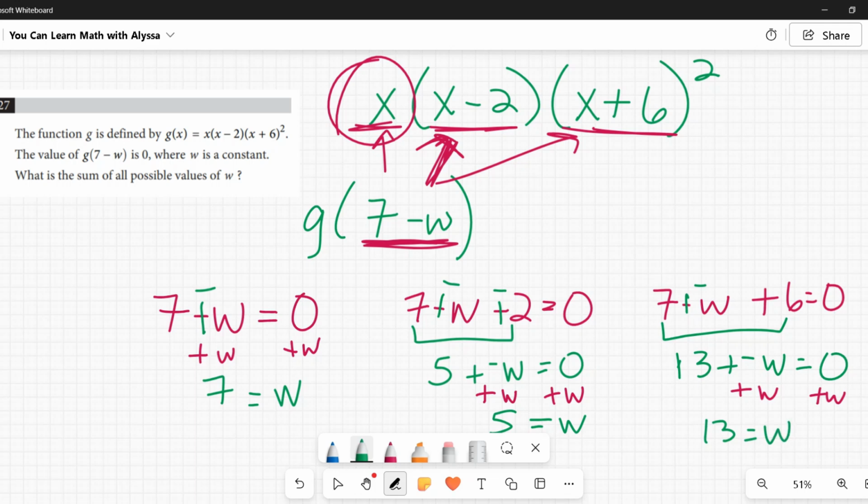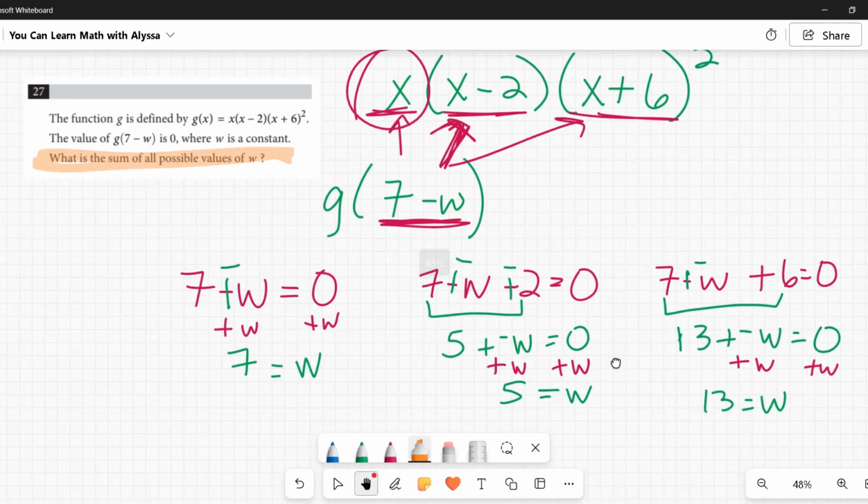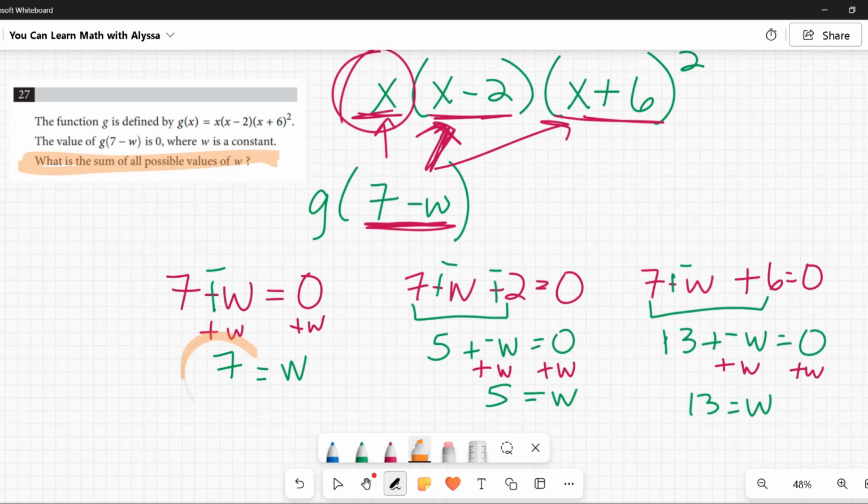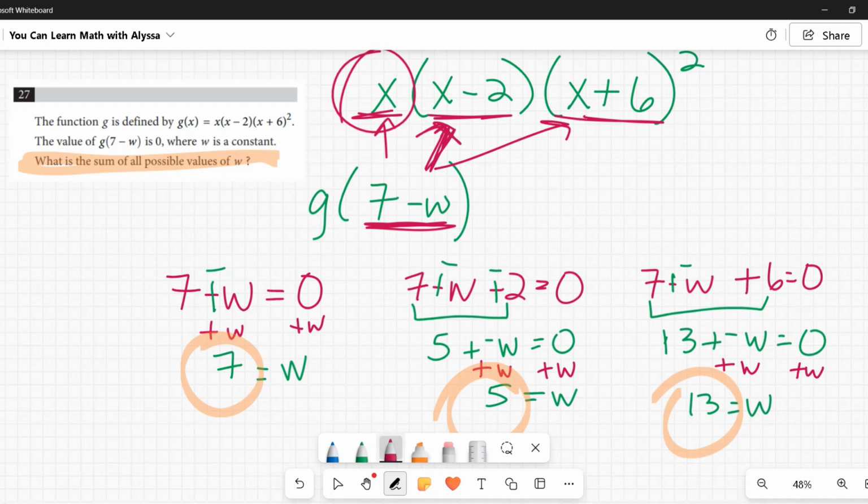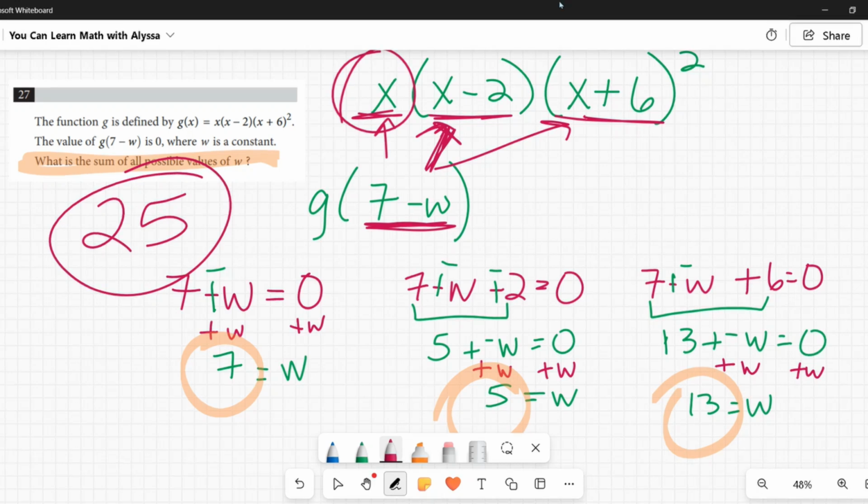But what did they want to know? They said, what is the sum of all possible values of w? Well, we have 3 possible values. That is 7, 5, and 13. And when I add all of those together, I get my answer, 25. And that's it. The sum of all possible values is 25, and you've done it. You've completed this. All 27 questions.